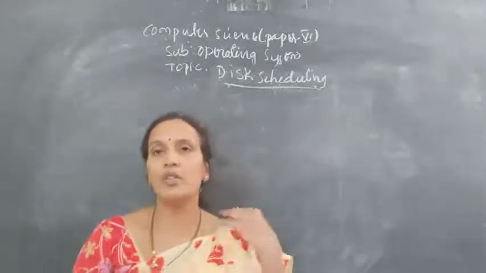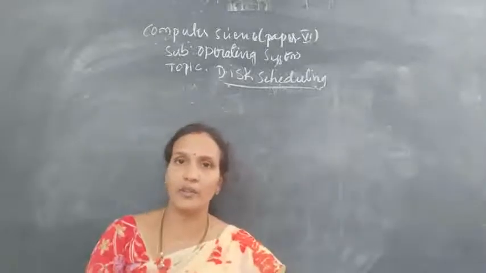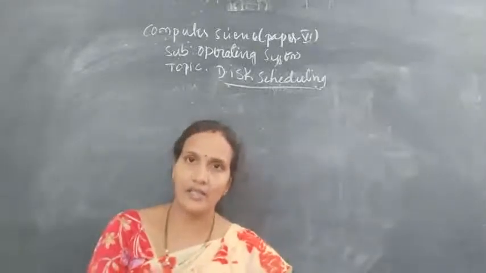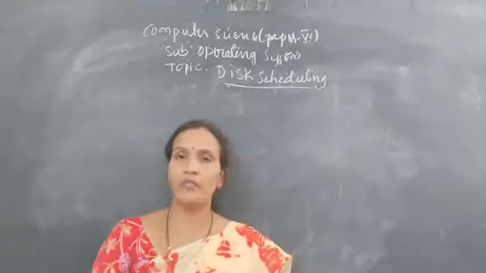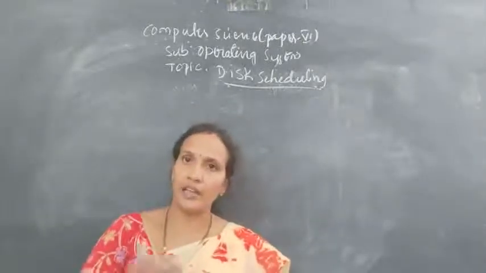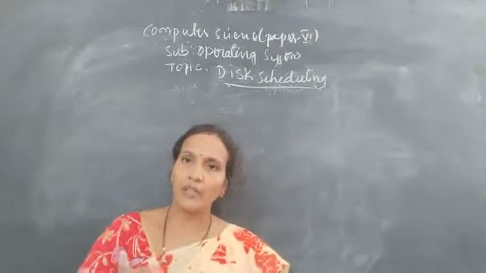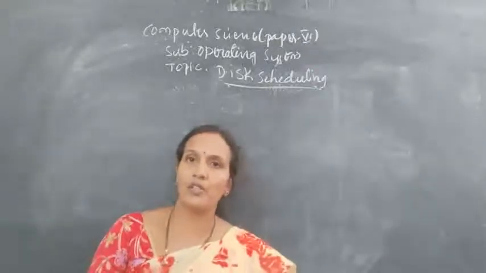So whenever more than one user is requesting a hard disk resource, because the hard disk is the resource, what will the operating system do? It will take all the requests and arrange them in order, and after arranging them, it will provide the service one by one.